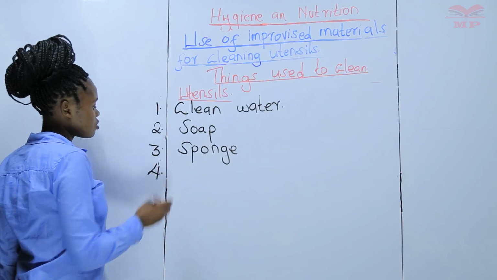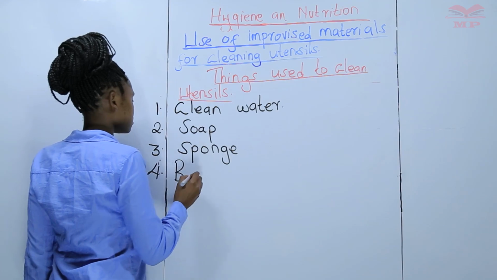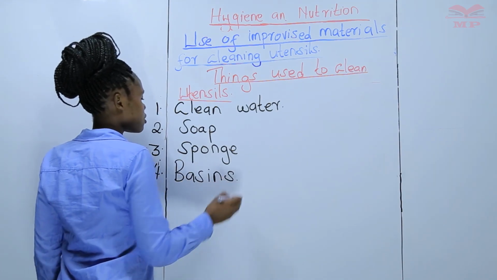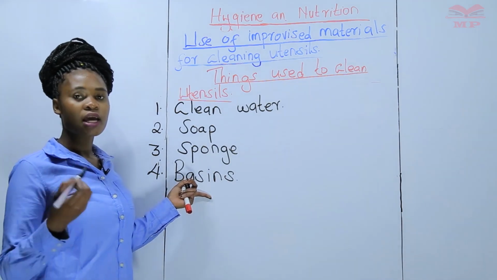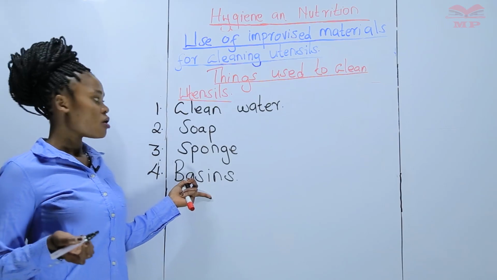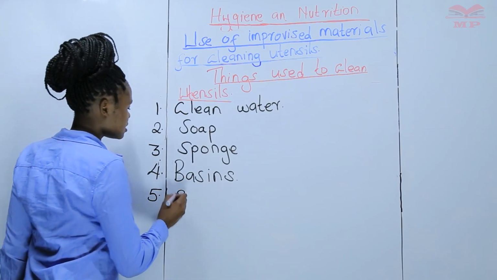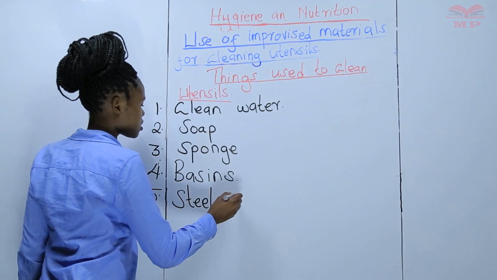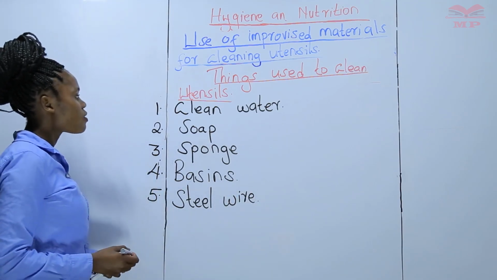Then, number 4, you will need basins. Now, you are going to put your water in a basin. For sufurias that have stains, you will require steel wire.